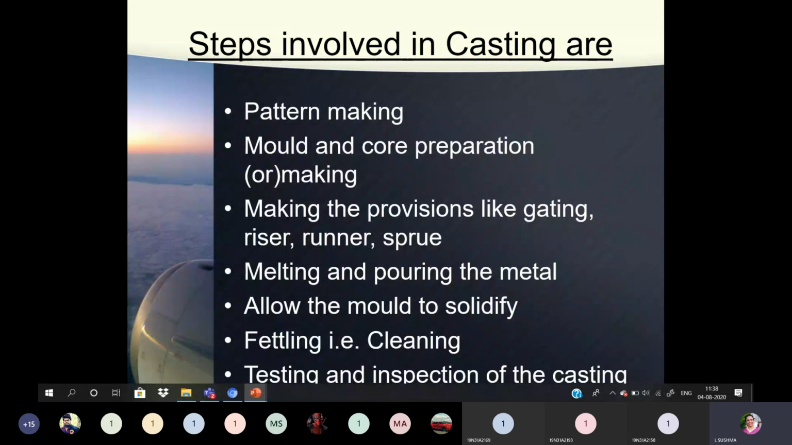So any doubts in these steps, you can ask me, ma. You understood, right? What are the different steps in this casting? Yes, ma'am.